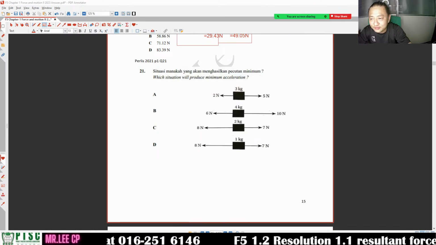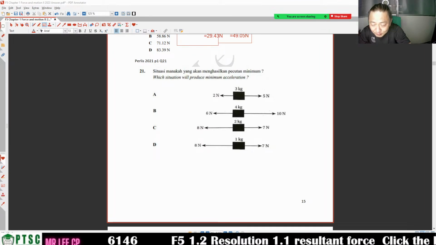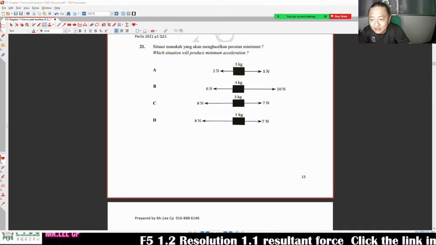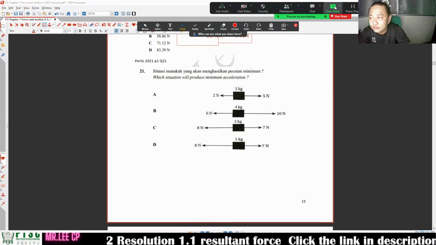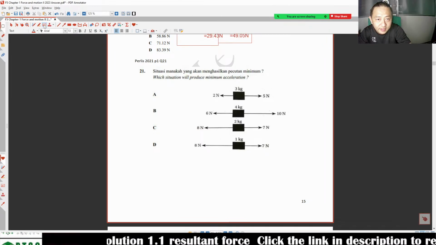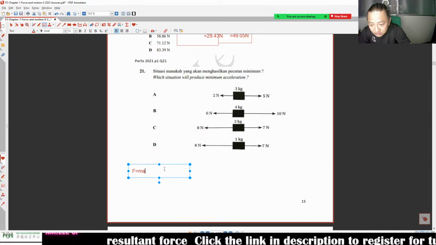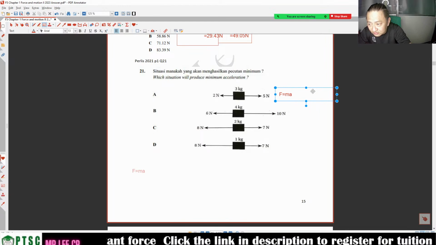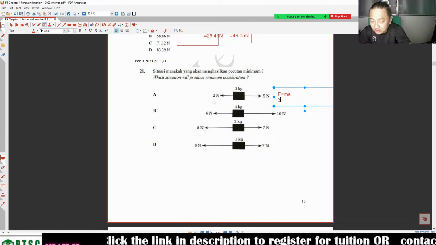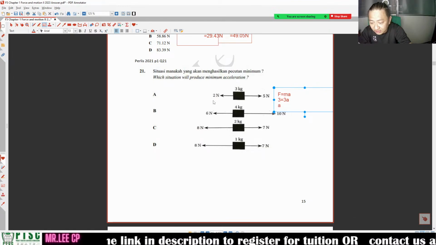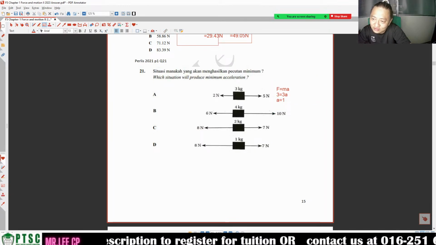All right, the next one. Which one will give you the least, minimum acceleration? So we are going to do it here. We calculate the A. For A, F is equal to MA. The net force, big minus small. 3 is equal to 3A, so A is equal to 1. I don't put in the unit because this is an objective question only.